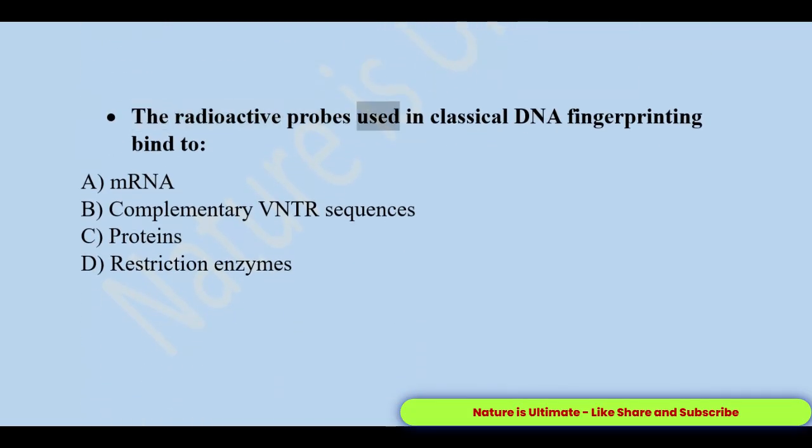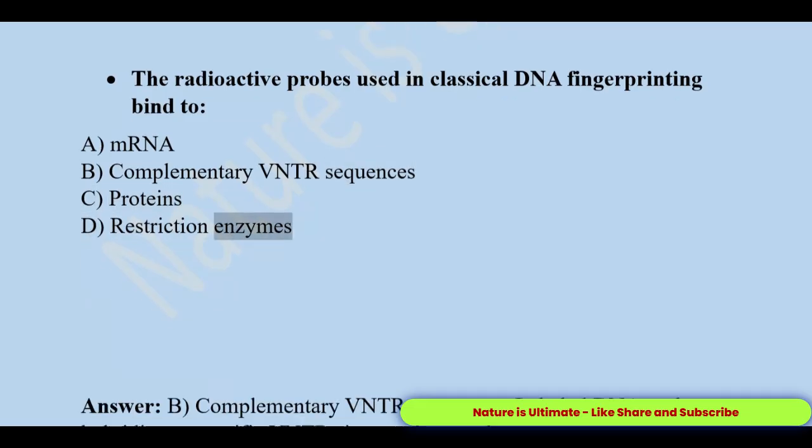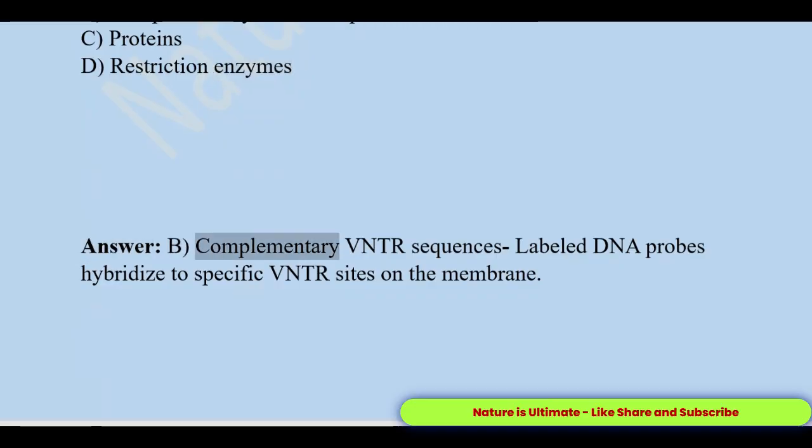The radioactive probes used in classical DNA fingerprinting bind to A. mRNA, B. Complementary VNTR sequences, C. Proteins, D. Restriction enzymes. Answer: B. Complementary VNTR sequences. Labeled DNA probes hybridize to specific VNTR sites on the membrane.